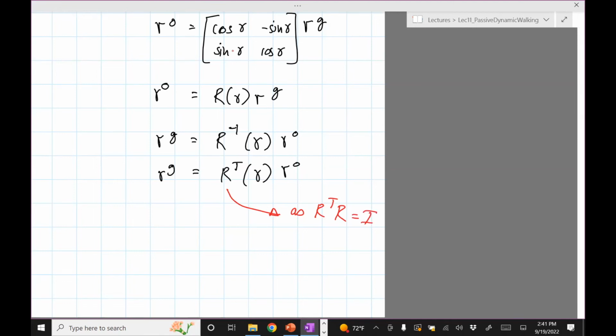That's true because R transpose R is I. If you take the rotation matrix, take the transpose, and multiply with R, you should get I. And because of this, R inverse is R transpose. You just post-multiply both sides by R inverse, you get R inverse equals R transpose. And that's why I can write that.